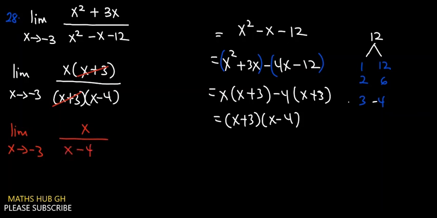If you do the direct substitution now, you're going to have minus 3 divided by minus 3 minus 4, which will give us a value of minus 3 divided by minus 7, which will be equal to 3 on 7. So this will be our answer.